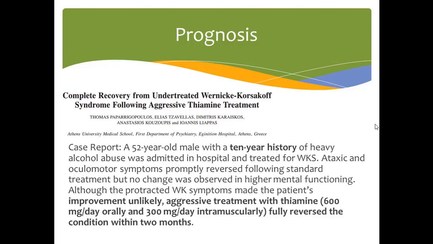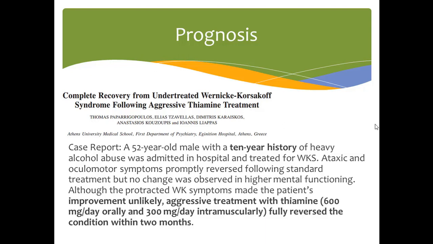It's a 52-year-old man with a 10-year history of heavy alcohol abuse, was admitted to the hospital. He was ataxic, with ocular motor symptoms, that nystagmus and strabismus, eyes shaking or crossing, promptly reversed following standard treatment, but no change was observed in higher mental functioning. So it wasn't until they started giving him 600 milligrams a day and 300 milligrams a day intramuscularly, they fully reversed the condition within 2 months. This was a 52-year-old man.